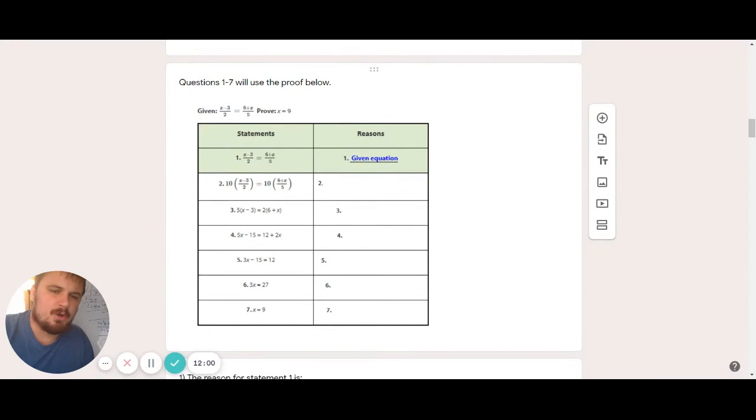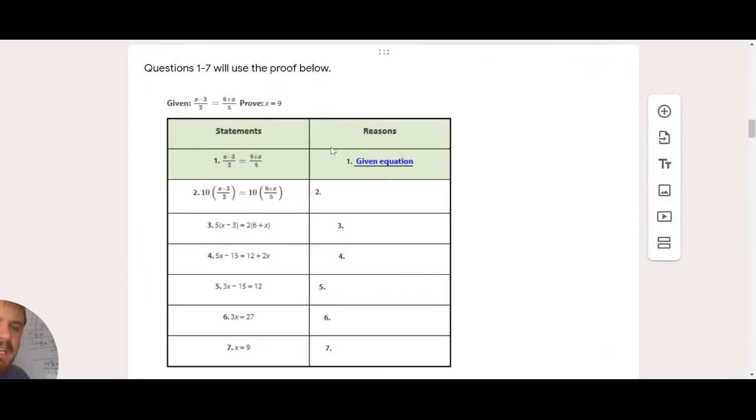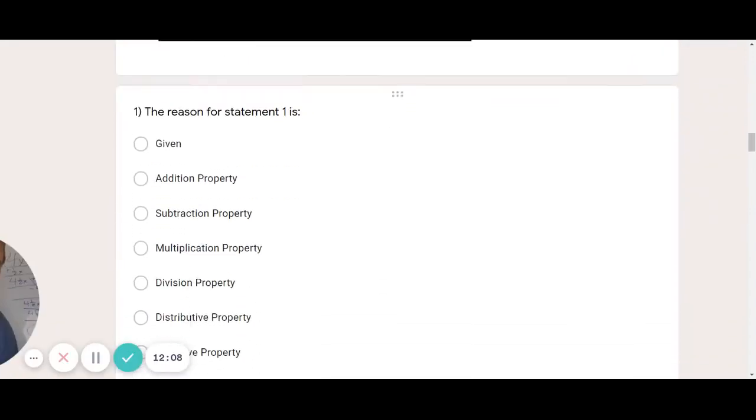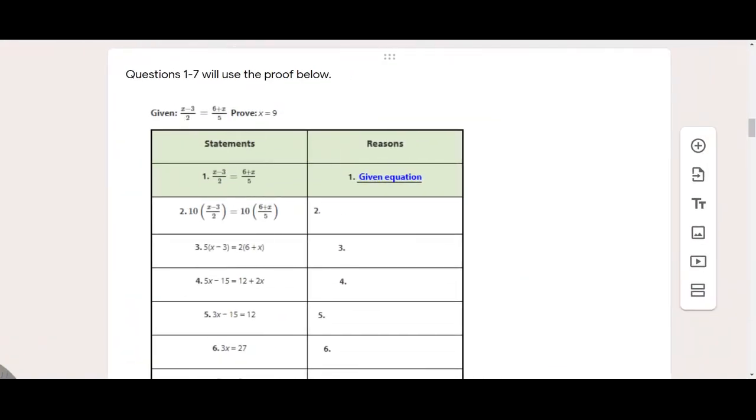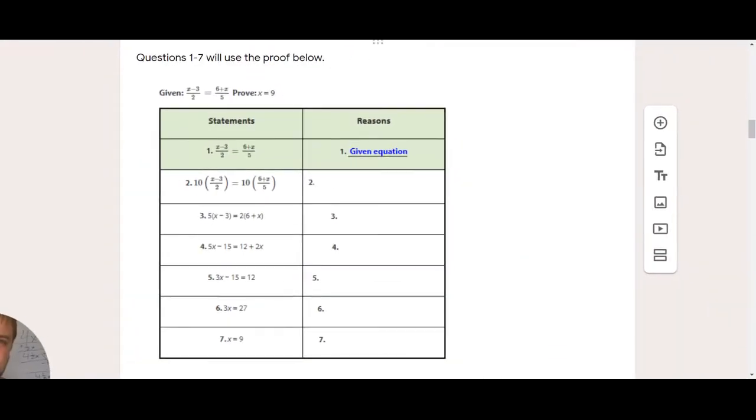Okay, so here's what I want you to do. I want you to try to solve this proof, figure out what's taking place at each step. All right? So 1 through 7, you're telling me which property is used at each step. So press pause, give that a try, and then press play.